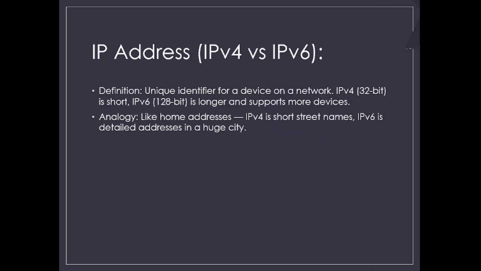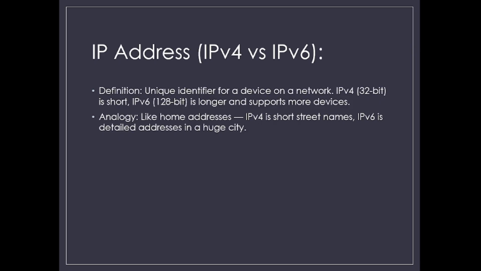The next one is the IP address. We have two types of IP addresses: IPv4 and IPv6. We can define an IP address as a unique identifier for a device on a network. IPv4 is 32-bit, which is shorter, and IPv6 is 128-bit, which is longer and supports more devices. As we know, this definition is complex and hard to understand, so I can make an analogy to understand it easily and quickly.